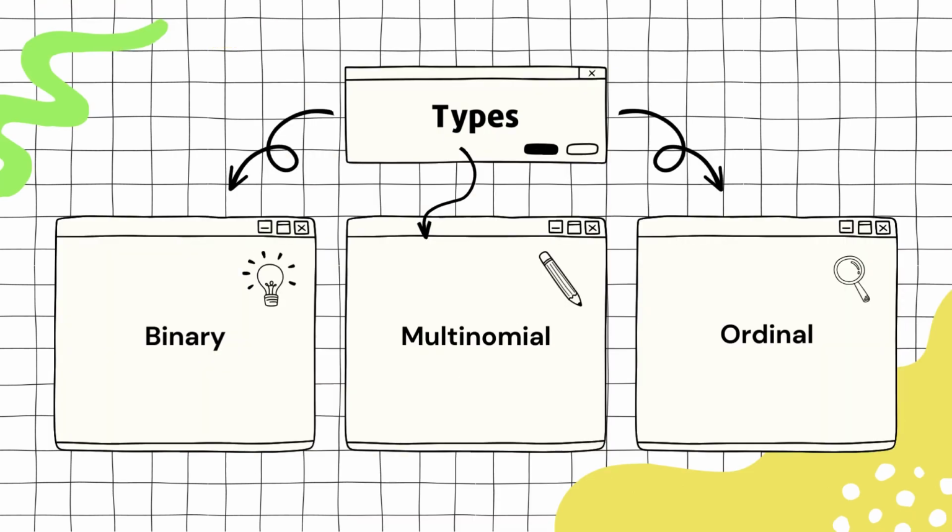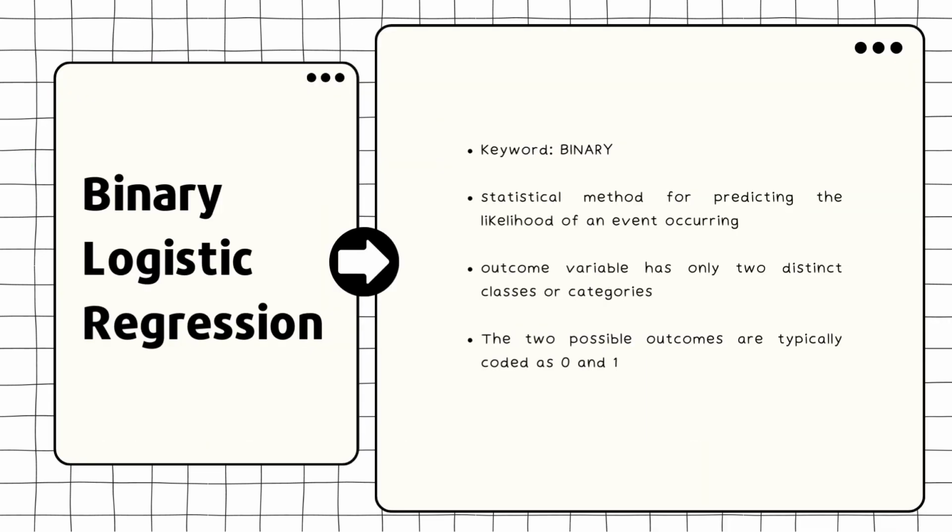There are three types of logistic regression models, which are defined based on categorical response. The three types of logistic regression are binary, multinomial, and ordinal. The first type is binary logistic regression. It is a statistical method used for predicting the probability or likelihood of an event occurring when the outcome variable is binary, meaning it has only two distinct classes or categories. The two possible outcomes are typically coded as 0 and 1.